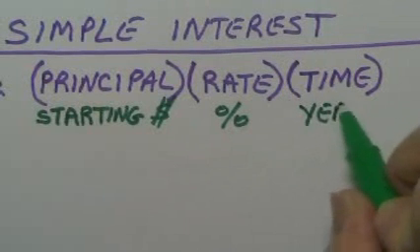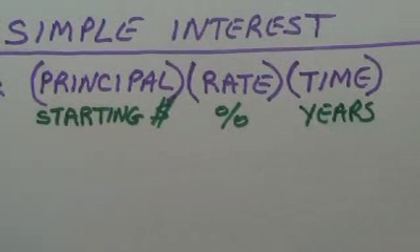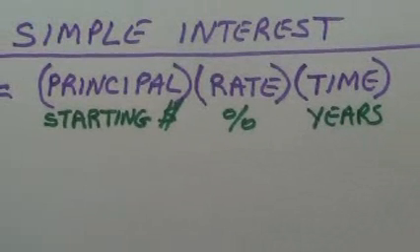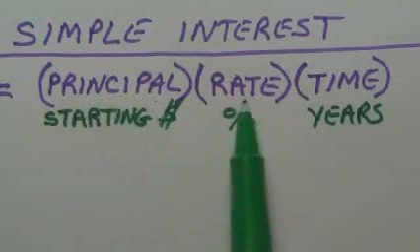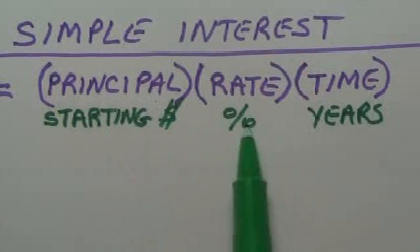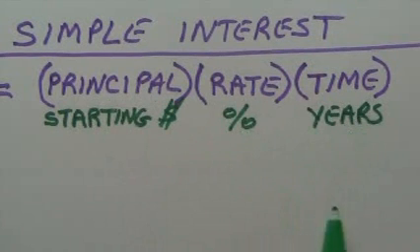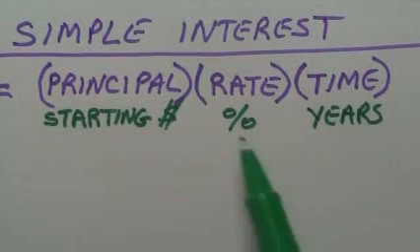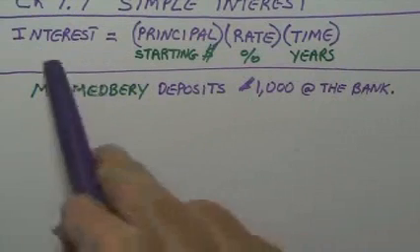And the time is given in years. So you have a certain amount of money, it's multiplied by a certain percent, and for so many years. And that's how we calculate interest. Simple interest. Okay, so that's our formula.